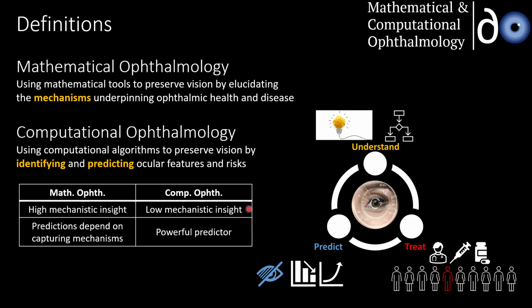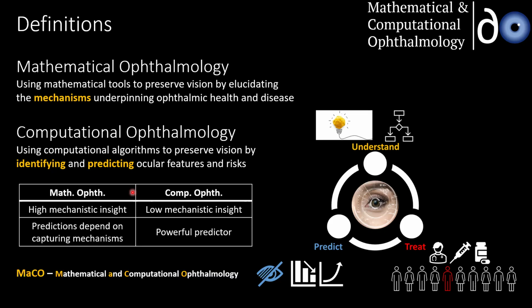On the other hand, computational ophthalmology is a very powerful predictor, and can often make predictions just as good or better than the best clinicians, and in a fraction of the time. In contrast, mathematical ophthalmology can make predictions, but that's dependent upon having accurately captured the underlying mechanisms. So as I said, these two approaches are complementary to each other. They each have their own strengths and weaknesses, and there's certainly potential for them to be combined together more in the future, and there have been a few examples of that thus far.